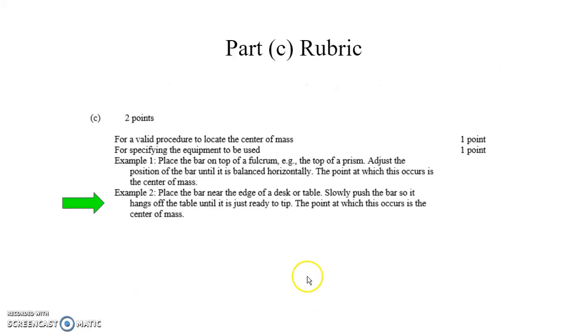So for this part, we're only given 2 points, so it might be better to not spend a lot of time writing a lengthy response. As you can see, the first point is given for having a valid approach, and since our approach was similar to example 2's, we do get this point and have a valid procedure. And the other point is given for specifying the equipment used, which in this case was nothing more than a bar and a table.